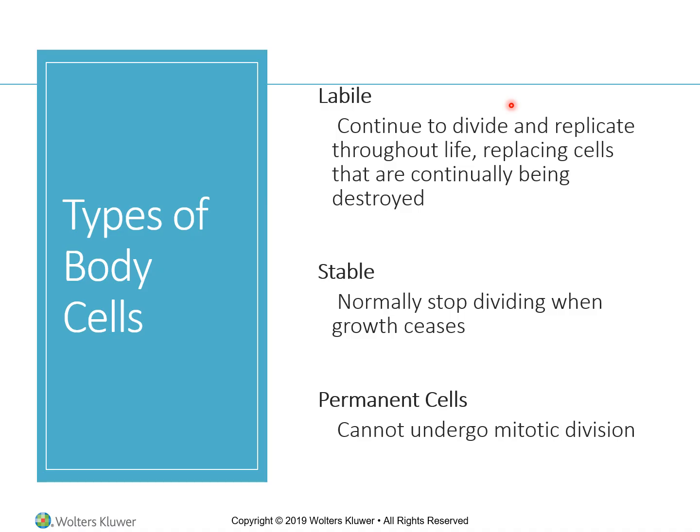Permanent cells are cells like nerve cells or skeletal muscle cells or cardiac muscle cells that cannot undergo any further mitotic division, and so they will not regenerate. So once they are damaged or destroyed, they will not be replaced by the same type of cells. And so for repair to happen at a site of a permanent cell, these cells will be replaced by some sort of scar tissue during that wound repair process.